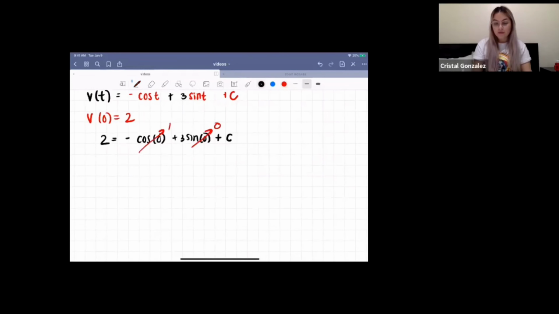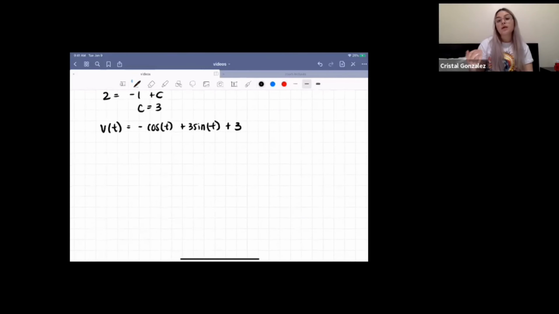And so if we solve for c, we get 2 equals negative 1 plus c. We get c is equal to 3. So that means our velocity function is negative cosine of t plus 3 sine of t plus 3. Perfect. But we're not done. We wanted the position function. And so that means we have to take another antiderivative of this to get s of t.